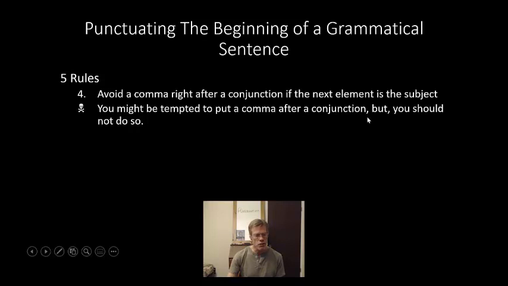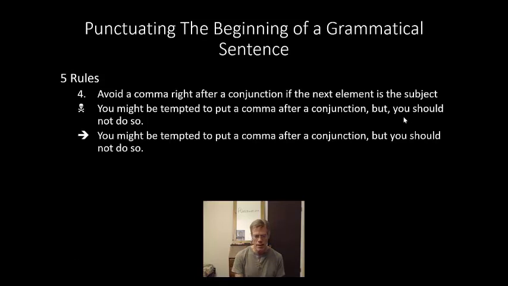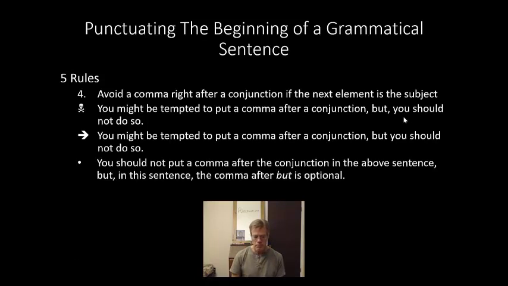So the comma here is good because this "but" is conjoining 2 grammatical sentences. It's this comma here that's the problem because you've got the subject coming right after it. So it should look like this. You should not put a comma after the conjunction in the above sentence, but in this sentence, the comma after "but" is optional. So this comma is optional because the subject is not right after "but." So in this case, if you wanted to surround this interrupter, or this introductory element, with commas, that would be fine.